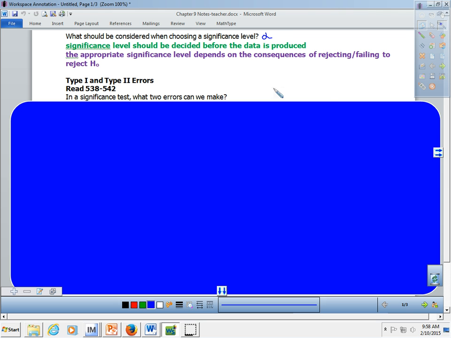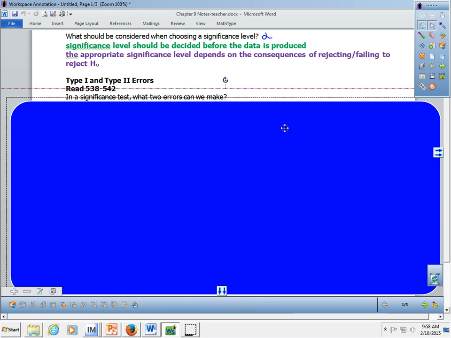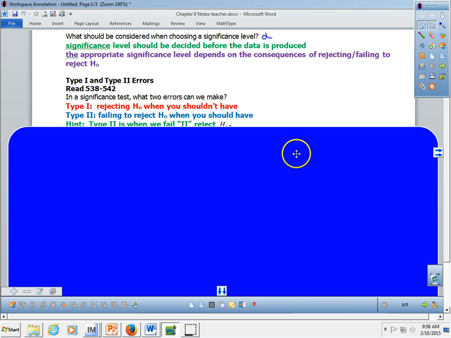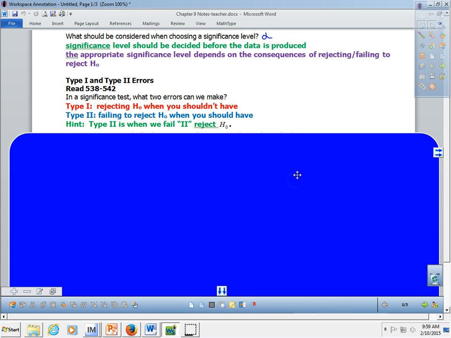So in the significance test, what two errors can we make? And we discussed this before. A type 1 error is where we reject H naught when we shouldn't have, when we reject H naught and H naught ends up being true. A type 2 error is failing to reject H naught when you should have, in terms of our jury trial. We'll see that down here in just a second, and we don't have to worry about writing it down now. So type 1 is rejecting H naught when it's true. Type 2 is failing to reject H naught when it's false.